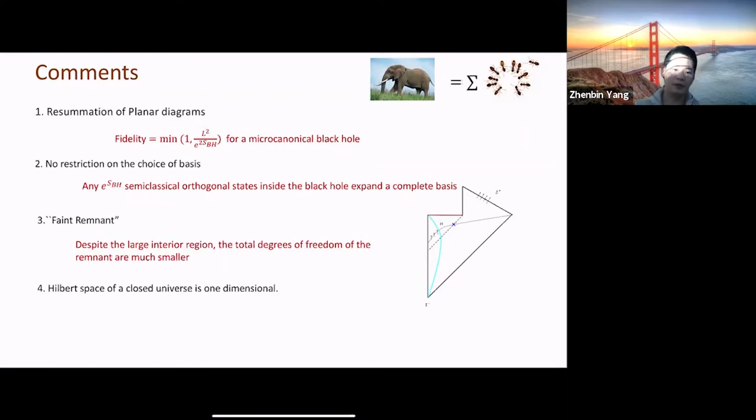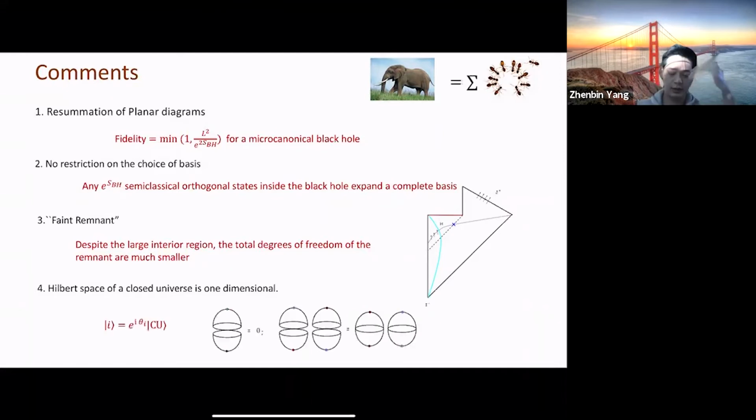And the fourth is we can extrapolate this result into the limit where the transverse area shrinks to 0. Then that will mean that the Hilbert space dimension of a closed universe is one-dimensional. Like all different excitations inside of the closed universe will be equivalent. Like any state will be equivalent up to a random phase. Here I'm drawing a cartoon.